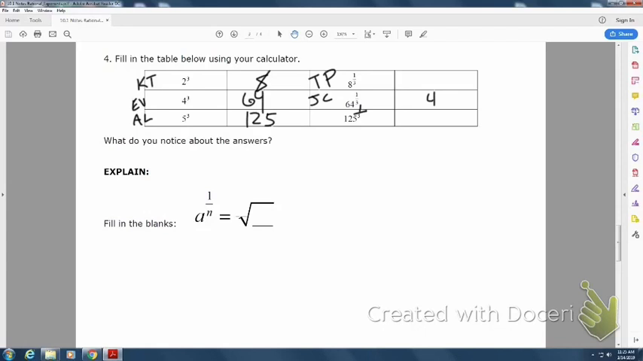That is wrong. 125 to the power of 1/3. It says 3. I said to change it to 1/3. That's why it has 1/3.